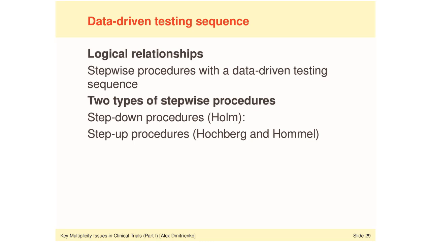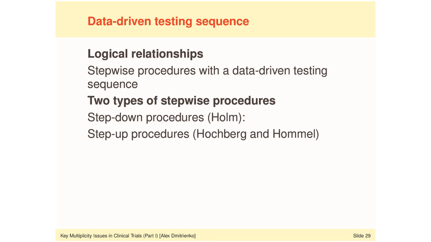Beginning with logical relationships, in this section we assume that there is no prior information that can be used to arrange the null hypotheses from, say, the most important hypothesis to the least important hypothesis. Thus, we will restrict our attention to stepwise procedures with a data-driven testing sequence, which means that the order in which the hypotheses will be tested will be driven by the data.